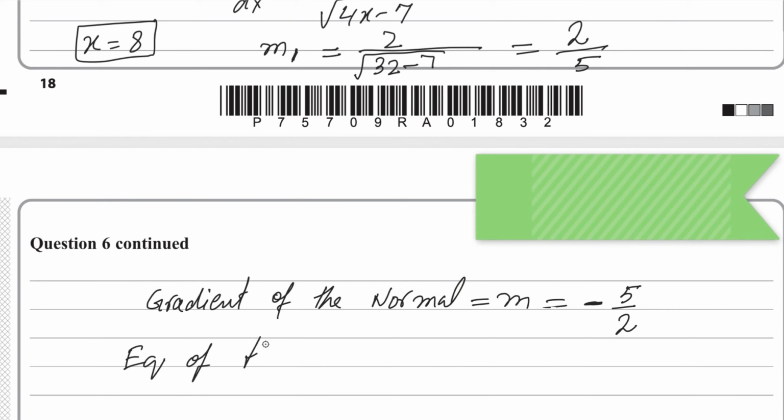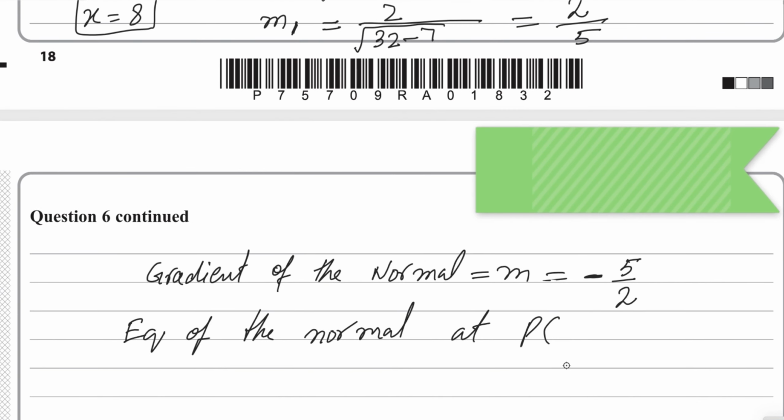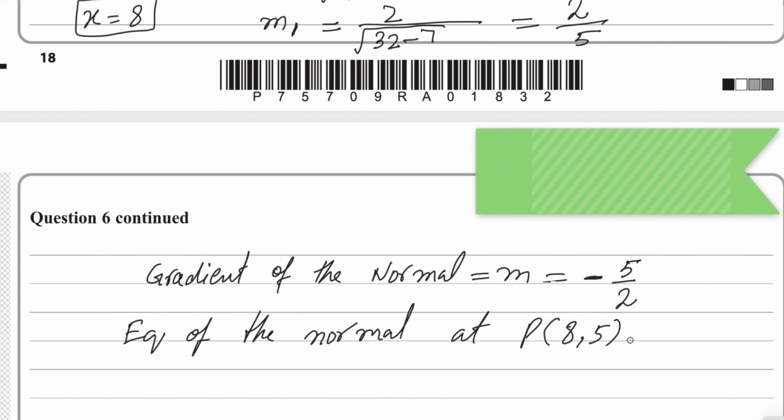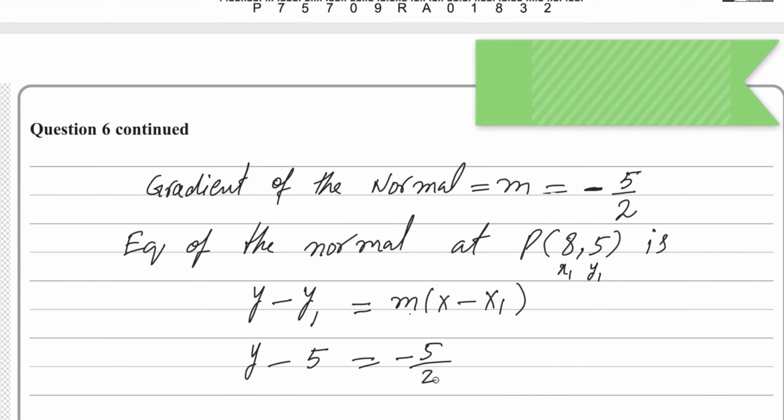Equation of the normal at P. What is that? P is 8 and 5. This is the standard equation of the line. You can use this equation, y minus y1 equals m into x minus x1. Plug in the values. This one is x1 and this one is y1, so it is 5 here, and m is minus 5 over 2 into x minus 8.